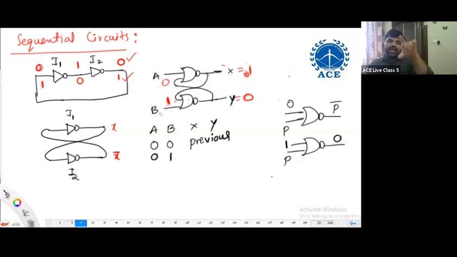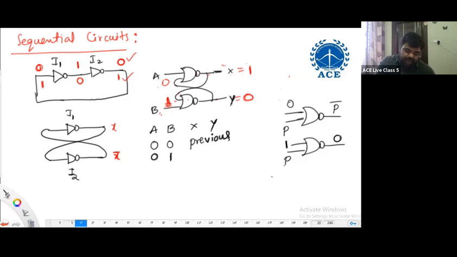But when I'm applying AB as 0, 1, yes, XY becomes 1, 0. Will there be any change? No. Until you keep this 0, 1 as it is, the output XY will be 1, 0. I hope everyone is understanding. While analyzing cross-coupled NOR or NAND gates, when you are applying 0, 1 or 1, 0, which one should be analyzed first? The gate which is connected to disable input.